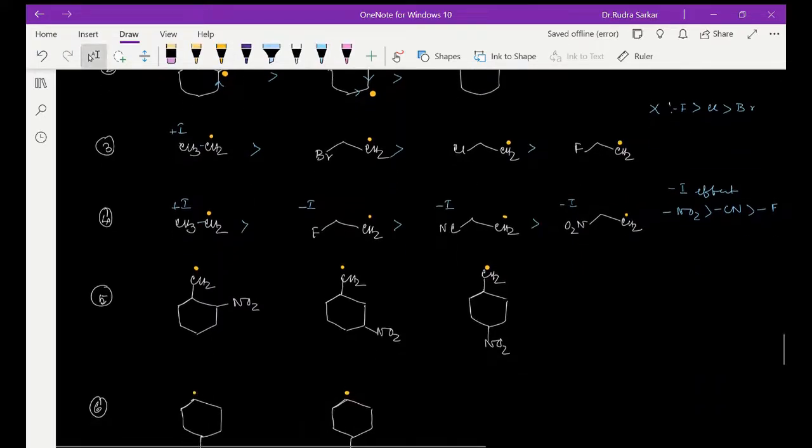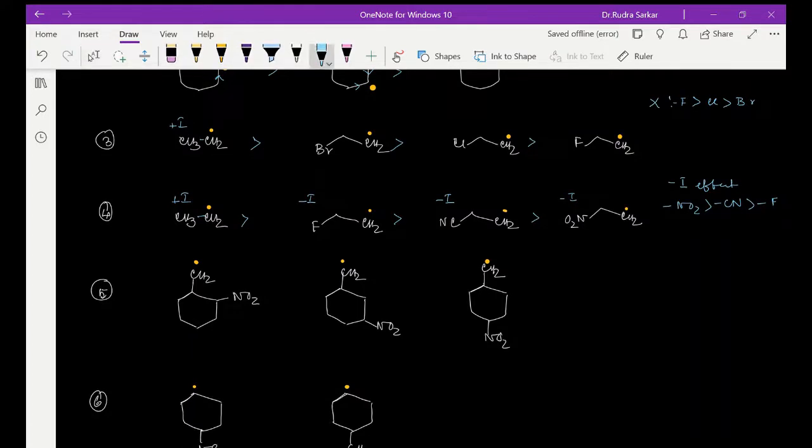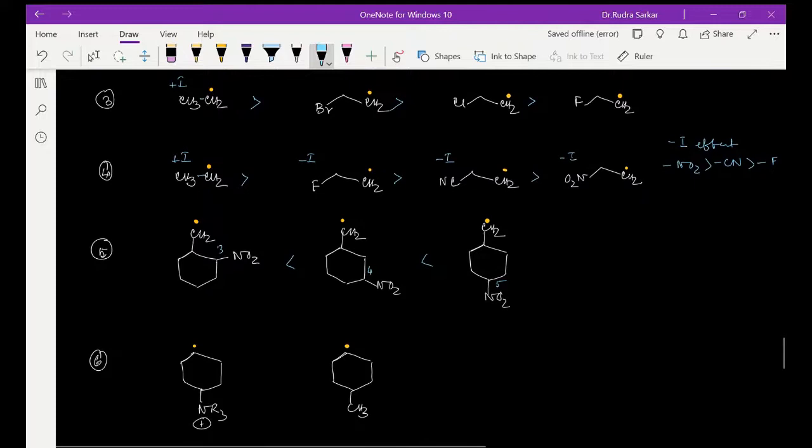We know that the minus I effect falls with distance. So with respect to this carbon, we can say this is the 1, 2, and this is the 3 position. This is the 4th position, and this is the 5th position. So that way we can say that as the nitro group moves away from the radical center, its stability should increase. So obviously we will say the last molecule will be more stable than the second, which is going to be more stable than the first.